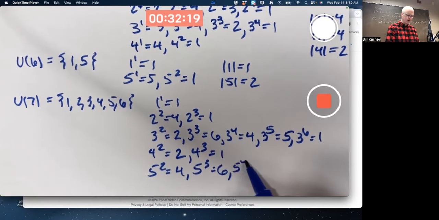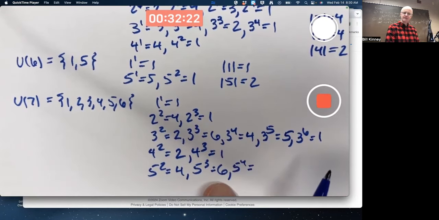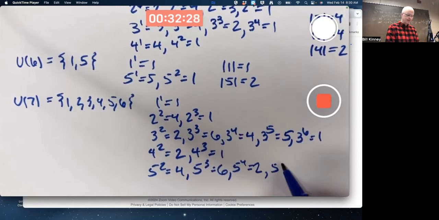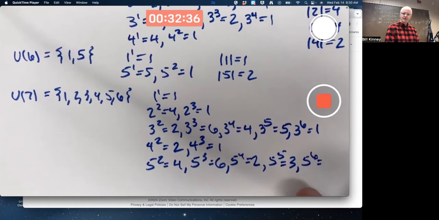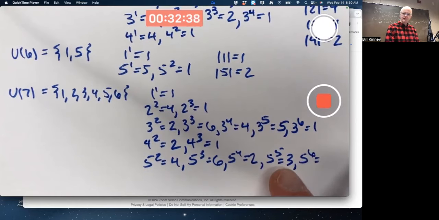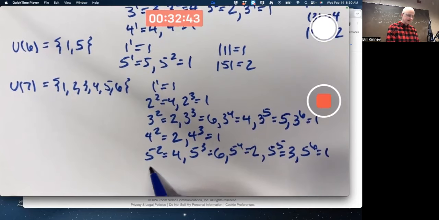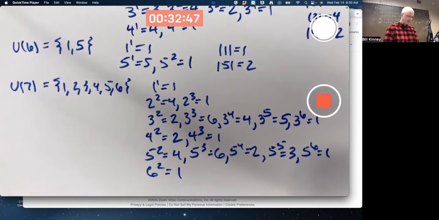5 to the fourth, I'll do it as 5 times 6 mod 7. 30 mod 7 is 2. 5 to the fifth, same as 5 times 2 mod 7. 10 mod 7 is 3. Then 5 to the sixth, same as 5 times 3 mod 7 is back to 1. Finally, 6 squared is 36. 36 mod 7 is 1. How about that? Interesting.